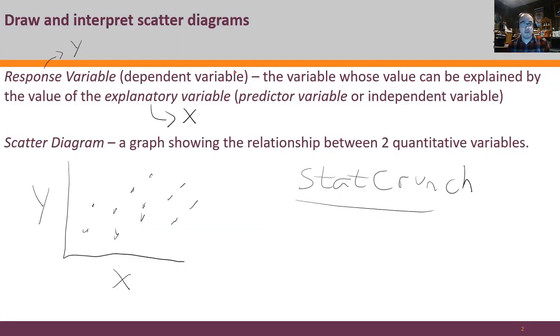We went over this, but the response variable, that was the dependent variable, the variable whose value can be explained by the value of the explanatory variable, or the predictor variable, or the independent variable. As such, the explanatory variable is on our x-axis, and the response variable is on the y-axis. The scatter diagram or scatter plot is a graph showing the relationship between two quantitative variables.